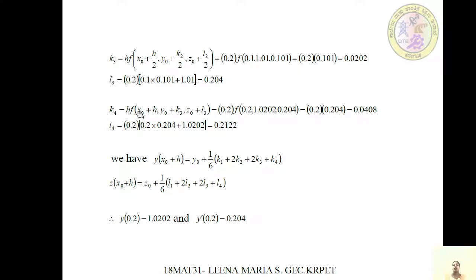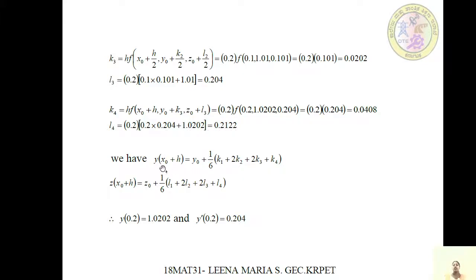K4 equals h f of x naught plus h, y naught plus k3, z naught plus l3, equals h is 0.2, f of x naught plus h, which is nothing but 0.2, comma y naught plus k3 is 1.0202, 0.204. Again simplifying this, 0.2 into z value I get 0.204. Multiplying these two, we get 0.0408. So L4, 0.2 into x into z, x is 0.2, z is 0.204 plus y, which is 1.020. Simplifying this, we get 0.2122.